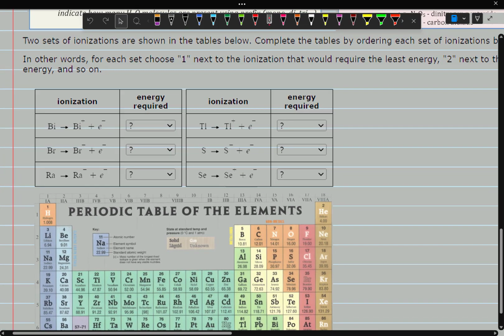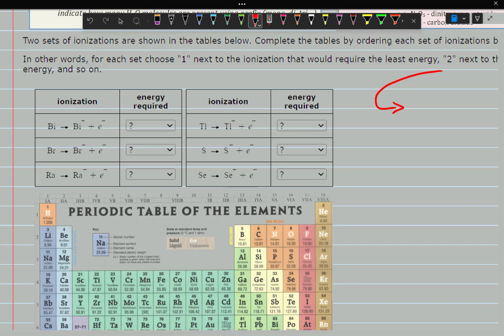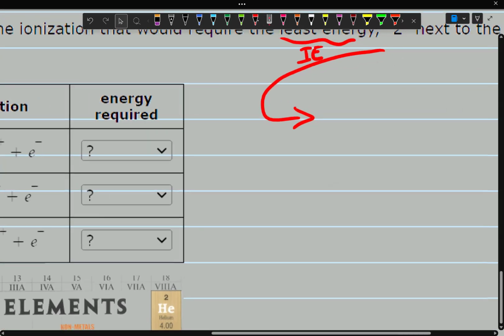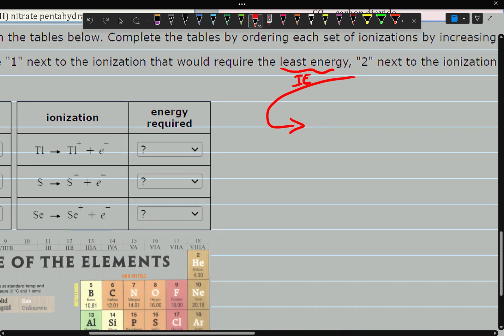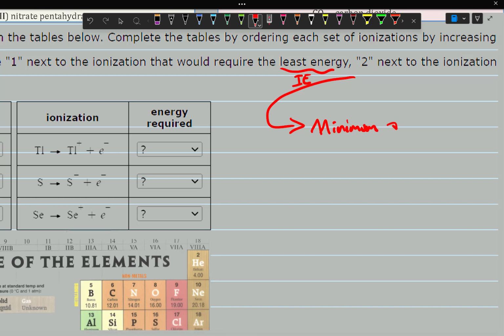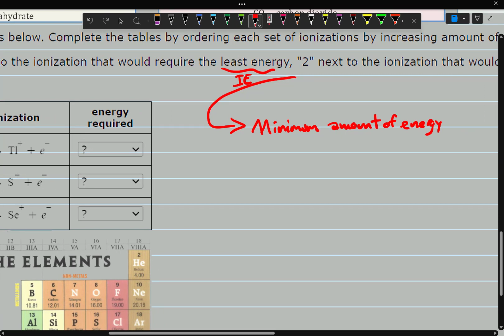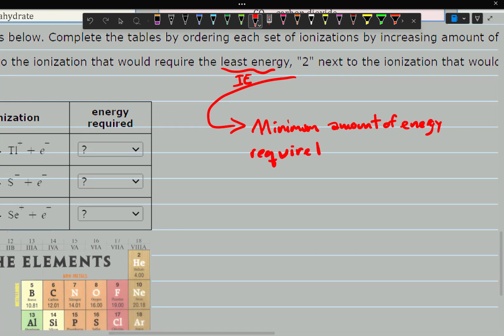So, a little review. We covered ionization energy in one of the previous videos. Ionization energy is the minimum amount of energy required to take an electron from an atom.